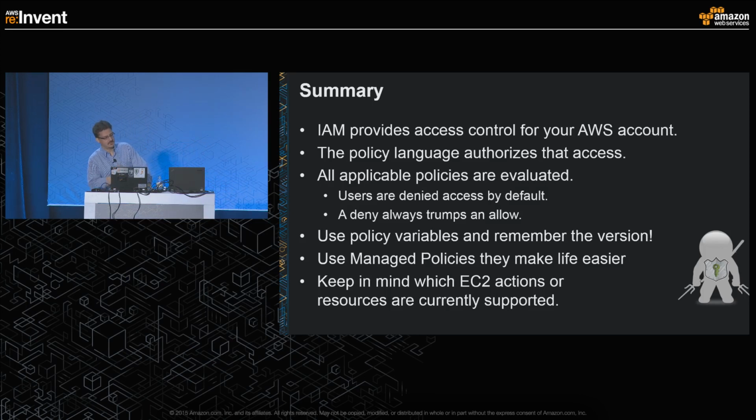So IAM provides access control to your account, right? We know now that the heart of that is the policy language. As we just took a look at, policies are denied by default, and denies always trump allows. Use policy versions, and this is the last time I'm going to say it. Use policy variables, and this is the last time I'm going to say it. Put a version in there if it's not going to work. Use managed policies, please. They make all of our lives easier. And then keep in mind what EC2 actions are supported, because if you try to use an EC2 action that doesn't support resource level permissions, you're going to get an access denied.